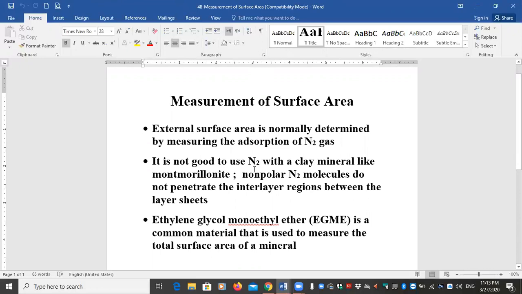It is not good to use N2 with a clay mineral like montmorillonite. Non-polar N2 molecules do not penetrate the interlayer regions between the layer sheets. If you want to measure the total surface area, remember we talked about 1-to-1 and the non-expanding 2 to 1, they have only external surface area. They don't have internal surface area.